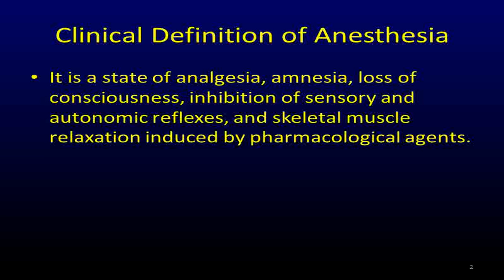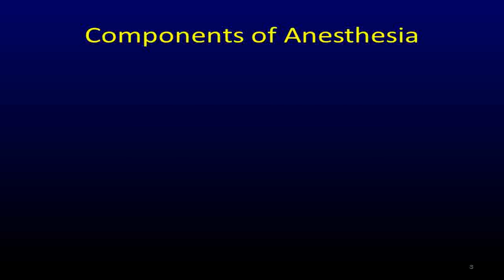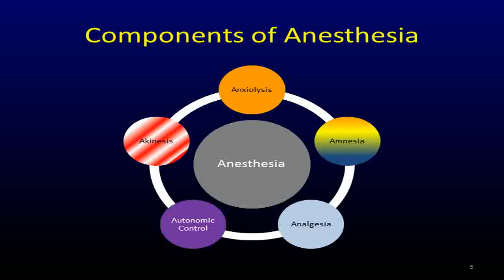So since this is one of your first blocks in true anesthetic drugs, what is anesthesia? What would you say anesthesia is? It's this state of analgesia, amnesia, loss of consciousness, inhibition of the autonomic system, and skeletal muscle relaxation. Right? And when you see that, you can picture it like this. I say there's five A's to anesthesia. You've got amnesia, you've got anxiolysis, analgesia, autonomic control, and akinesis.